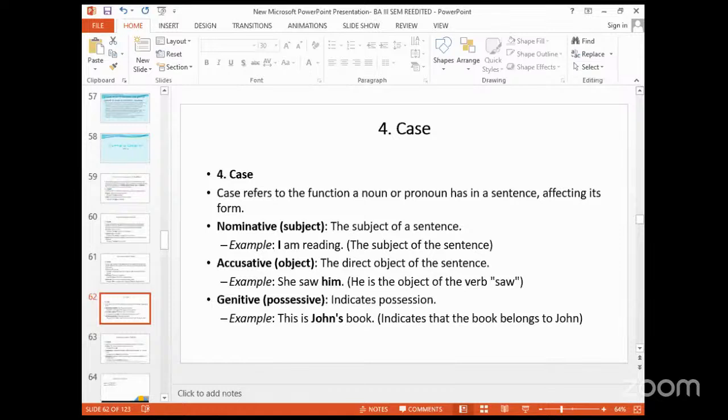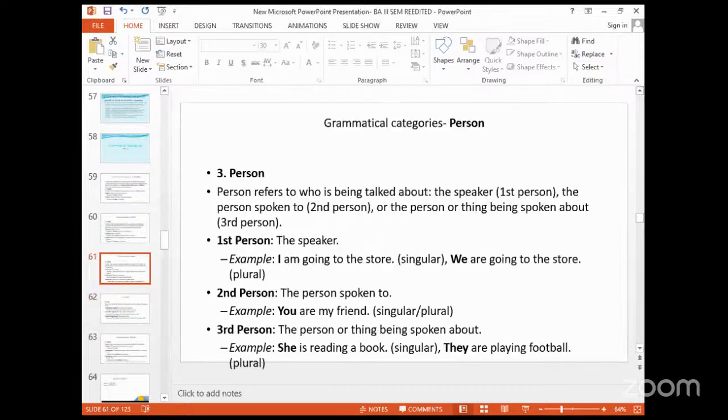So let me just give you a quick state about this person. That is the first person, I and we. Second person is you. Third person is he, she, it, they. Right? Then again, when you talk about the possessives and reflexives, they are mine, our, your, his, her, its, their.